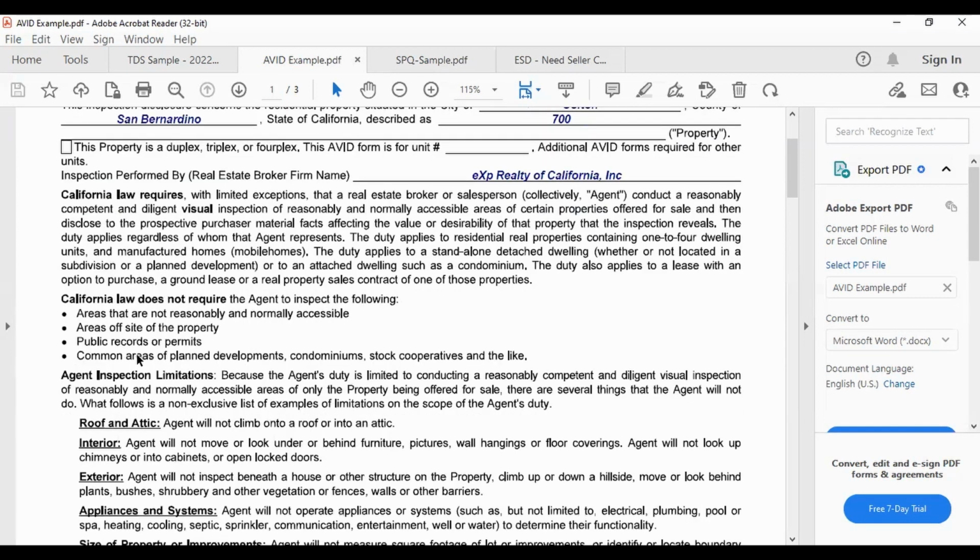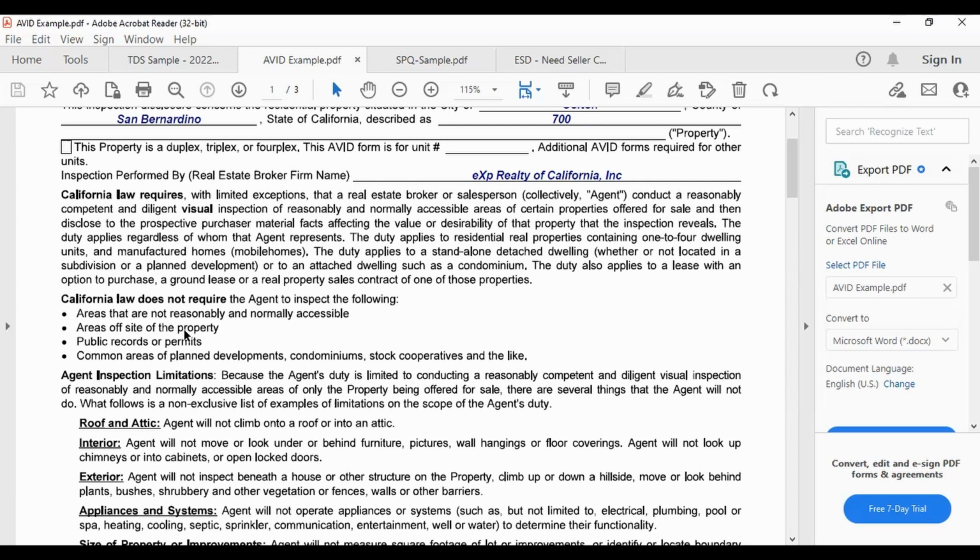Okay. Here it says, though, as an agent, California law does not require the agent to inspect the following: areas that are not reasonably and normally accessible, like a crawl space under a house. Now you might say, hey, there's a hole there, I can crawl in there, but it's not normal for an agent to crawl into a hole. An inspector, yes, but not an agent. Or even an attic access. It's not normal for the agent to get up on a ladder and jump into an attic. You don't have to do that, and I don't recommend you do.